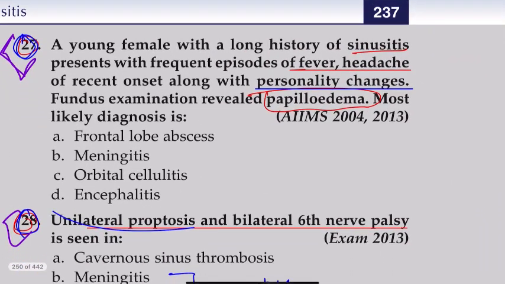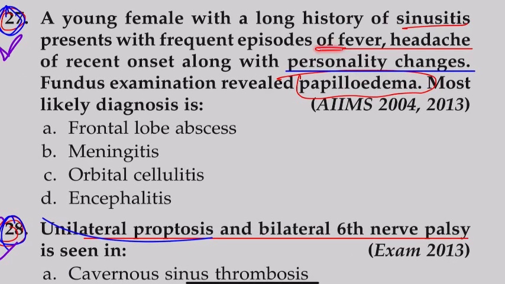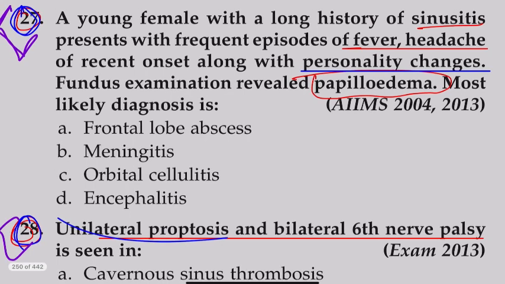A young female with long history of sinusitis presents with frequent episodes of fever, headache, and recent onset personality change. Fundus examination reveals papilloedema. The most likely diagnosis is, okay, what is going on here? There are features like fever, headache, personality change, and fundus examination reveals papilloedema. The most likely diagnosis is frontal lobe abscess, right? Long history of sinusitis and personality changes, with fundus showing papilloedema, favors the diagnosis of frontal lobe abscess.